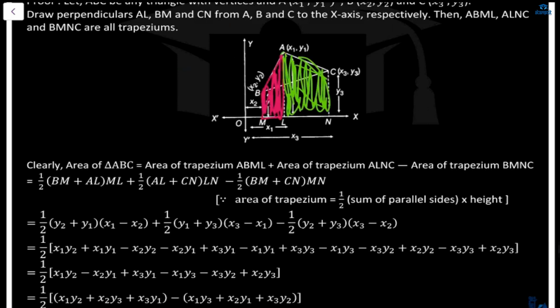The area of the triangle is what? This one. The area of the triangle is this one. So if you have taken these two areas, you can see the downward is extra. So now we are going to subtract this trapezium area. When you subtract this trapezium area, it will get subtracted, and you will get the area of triangle ABC.